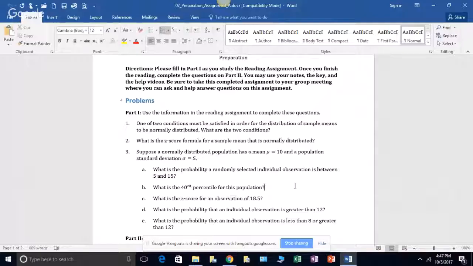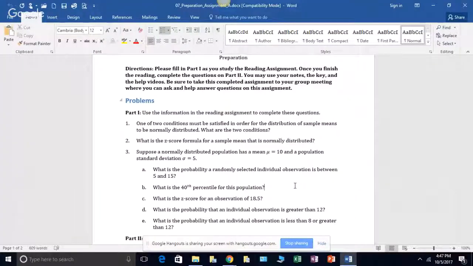Sometimes I have to work backwards. I think I might be dyslexic. No, reverse engineering, we'll call it. There we go. Okay.